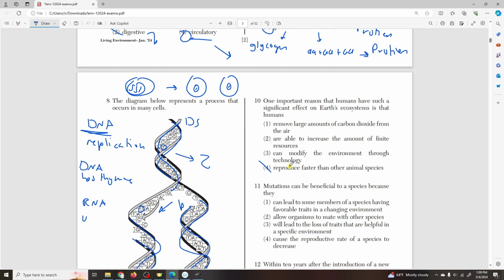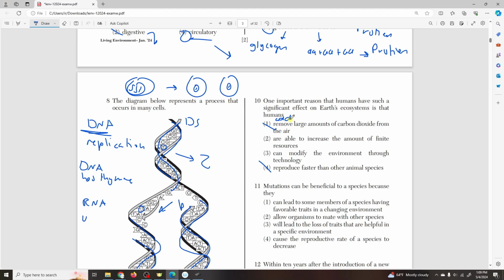We don't affect the Earth's ecosystem because we remove large amounts of CO2. We actually add large amounts of CO2 into the air through our cars, through these factories, through our airplanes, right? So now that leaves us with choice 2 versus choice 3.